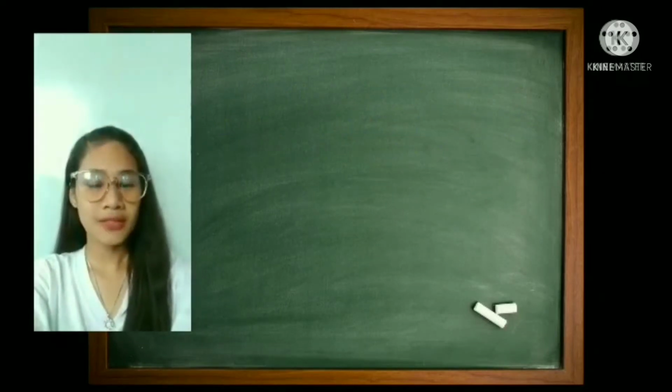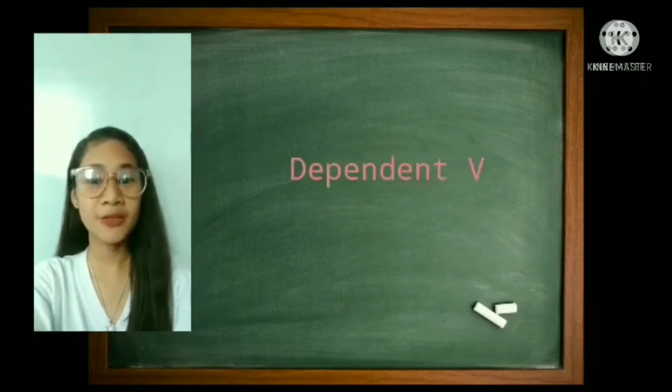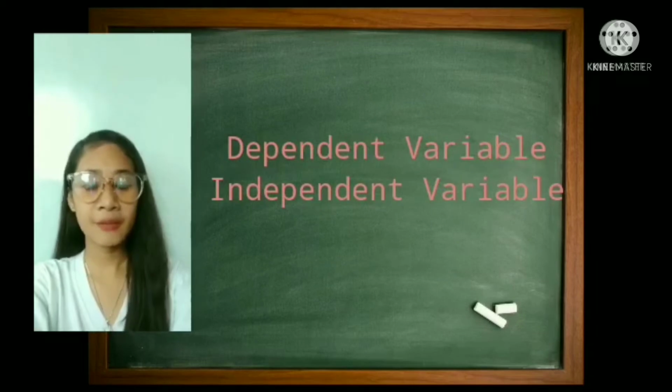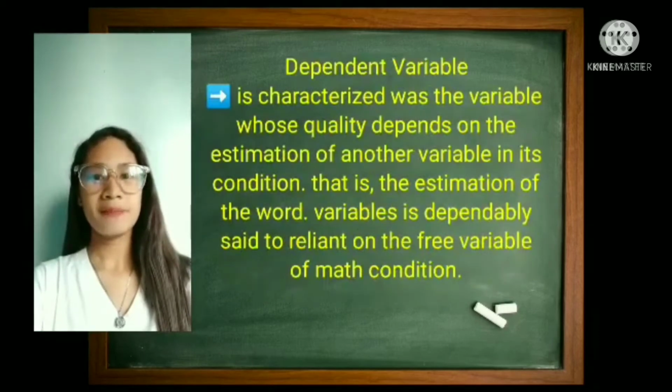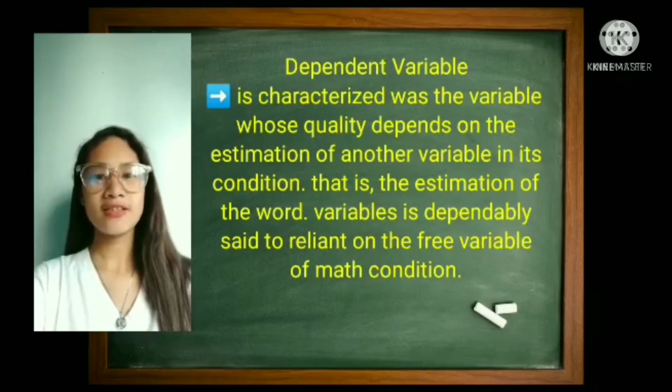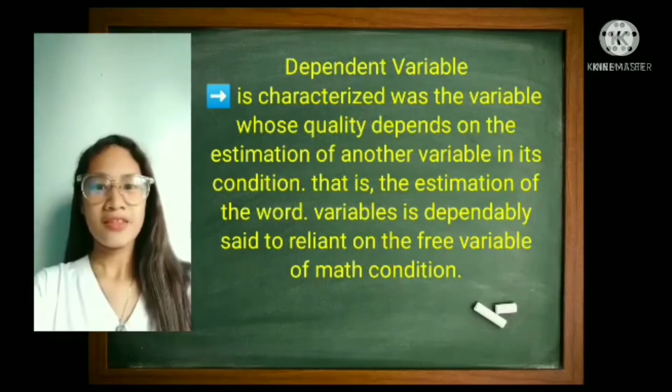Types of variables in math. The variables can be classified into two categories, namely dependent variable and independent variable. Let's discuss the two types of variables in detail. Dependent variables. The dependent variable is characterized as the variable whose value depends on the value of another variable in its equation. That is, the value of the dependent variable is said to be reliant on the independent variable of the math equation.